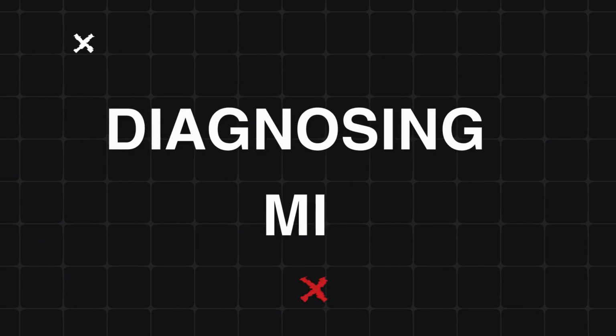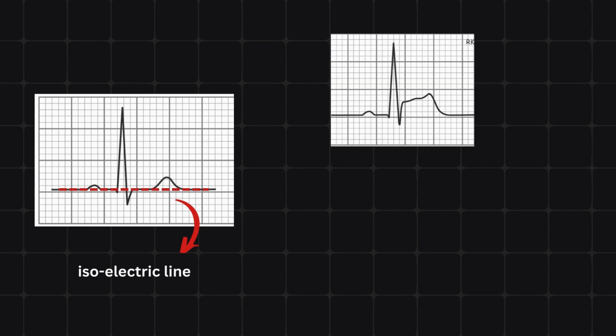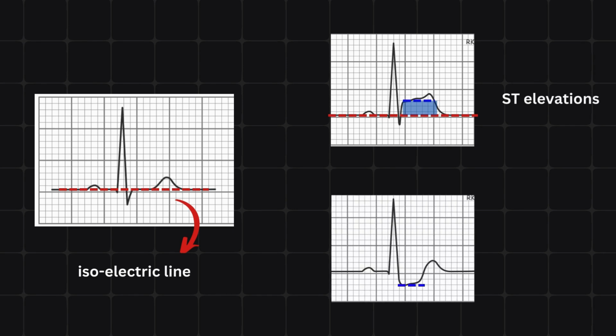Lastly, in this video, we will learn how to diagnose myocardial infarction by looking at QRST changes. For that, we need to know how to identify ST elevations and ST depressions. Normally the PR segment and ST segment will be in the same line, the isoelectric line. When the ST segment is above the PR segment, we call it ST elevations. Similarly, when the ST segment is below the isoelectric line, we call it ST depressions.